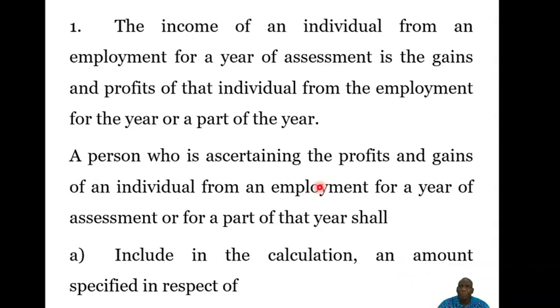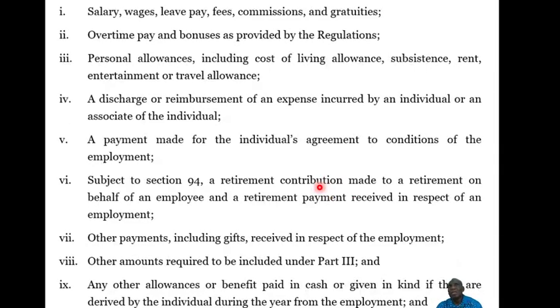So what constitutes employment income? The income of an individual from an employment for a year of assessment is the gains and profit of that individual from employment for that year or part of the year. So you see that in all the cases, it is the gain or profit from that particular thing. Now, anybody who is ascertaining the profit or gains of that individual from employment shall include in the calculation the following. Number 1, salaries, wages, leave pay, fees, commissions, and gratuities.